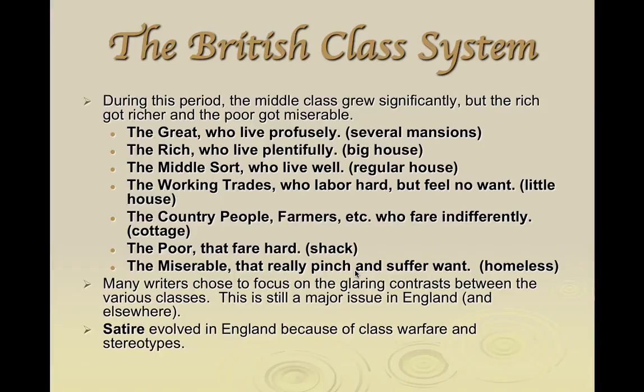And then you have the miserable, people that really pinch and suffer want, as Swift would have said. And we're talking about the homeless there. We're talking about people who would freeze to death in the winter. We're talking about people that you see at I-85 and Claremont living under the bridge in the tent community. So all of these classes are still very much alive and well in modern America and modern Great Britain today.